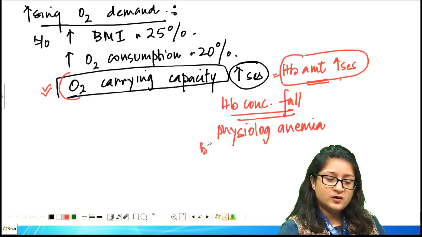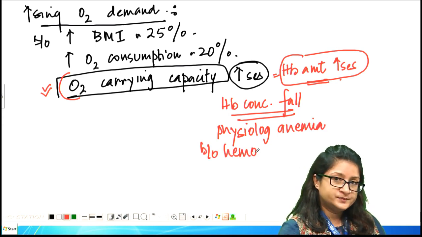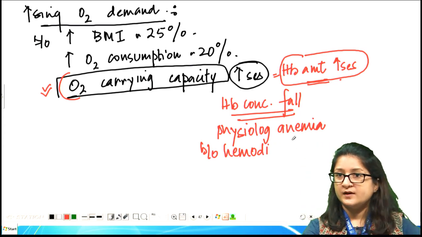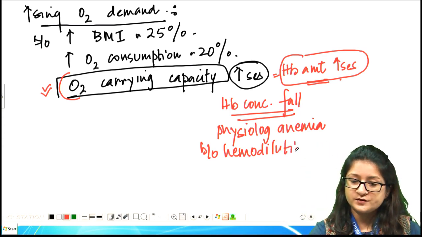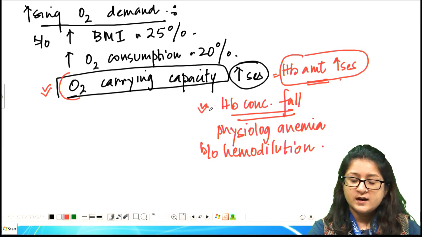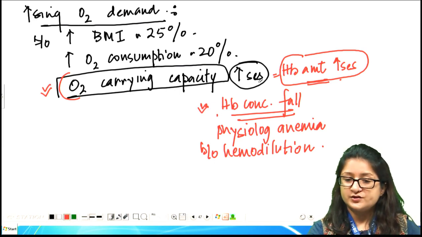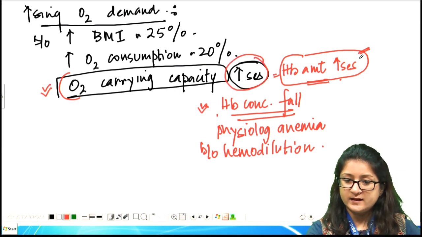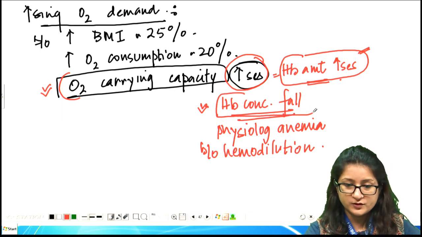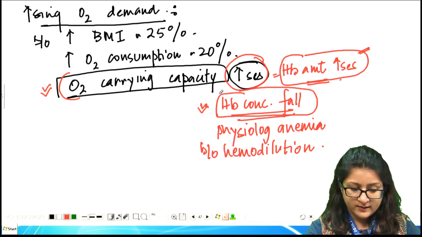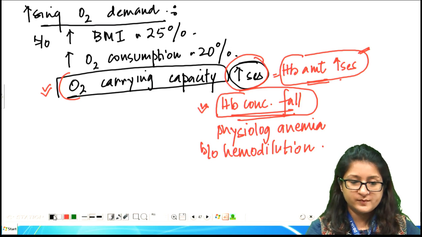Okay, because of hemodilution there is a physiological anemia. So despite the increased oxygen capacity, despite the increased amount of hemoglobin, the hemoglobin concentration is falling. All right, so this is another important thing that you have to remember.